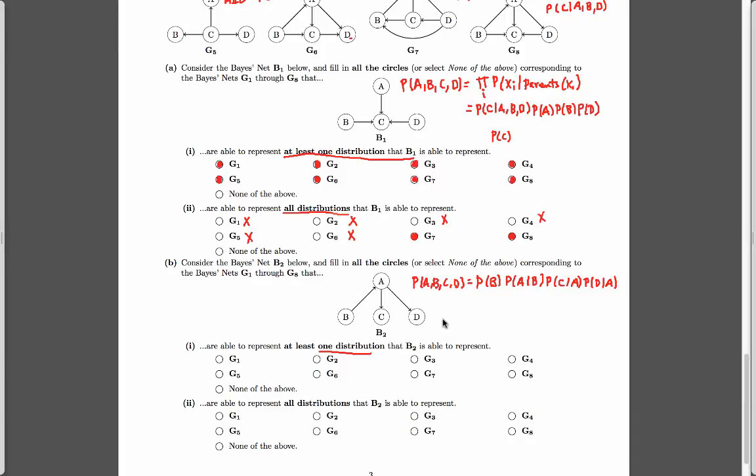And if we think as before, we can think about the distribution where all the variables are independent. So we have the probability of A times the probability of B times the probability of C times the probability of D. This probability distribution can be represented by B2, and it can also be represented by all of the graphs G1 through G8 above. So the correct answer is that all of the graphs are able to represent at least one distribution that B2 is able to represent.